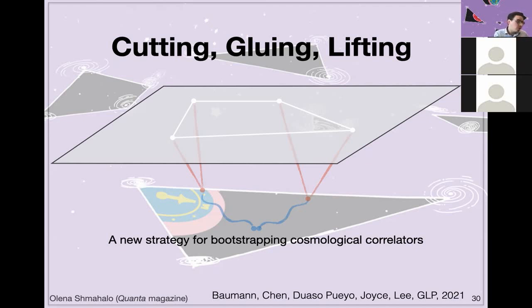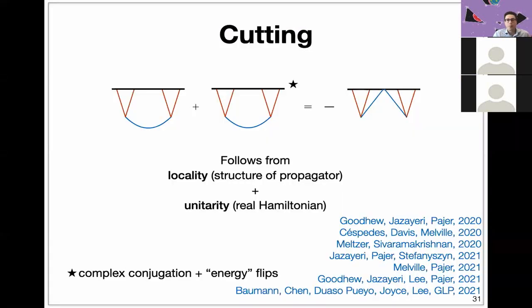And this is something we proposed in a paper from around a month ago that involves a few steps: cutting, gluing, lifting. And it's really using a lot of technology developed in particular by the Cambridge group over the last year or so. So now we understand much better the consequences of locality and unitarity, for example. I should also mention Paolo Benincasa, who's now at the Max Planck Institute, did a lot of important work in this area. So, for example, there are nice cutting rules of cosmological correlators. So they follow really from locality, the structure of the propagator, and unitarity.